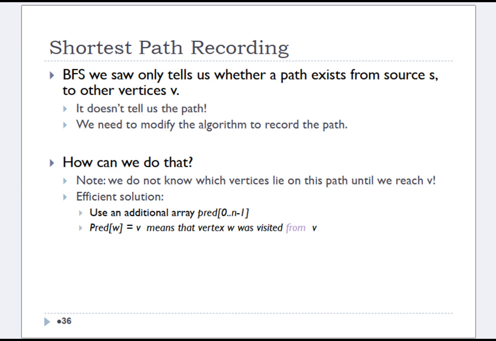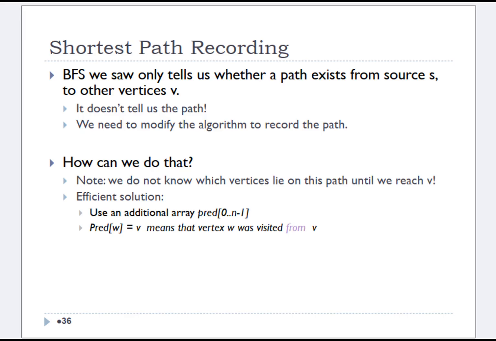Shortest path recording. The BFS we saw only tells us whether a path exists from source s to other vertices v. It doesn't tell us the path. We need to modify the algorithm to record the path. How can we do that? Note, we do not know which vertices lie on this path until we reach v.